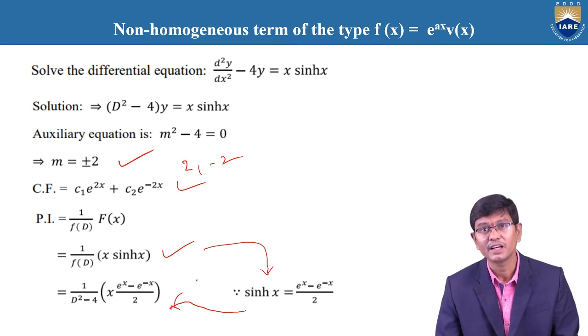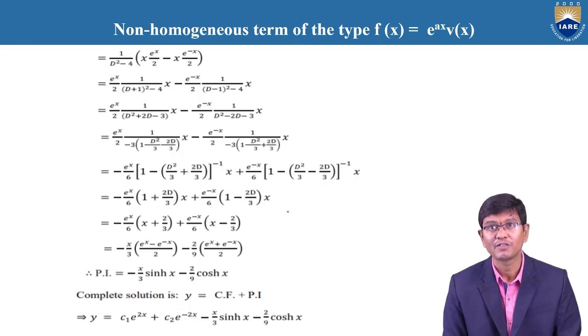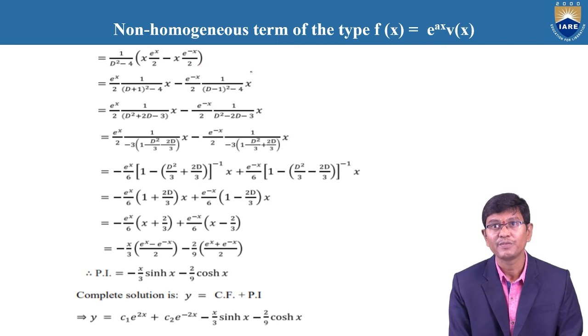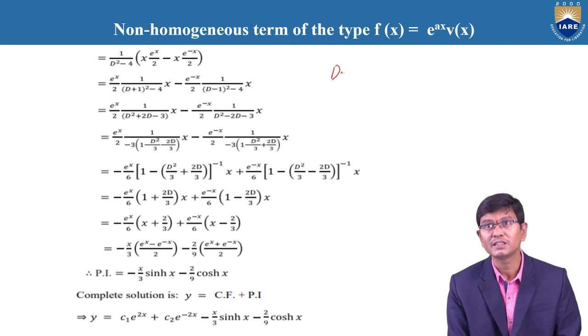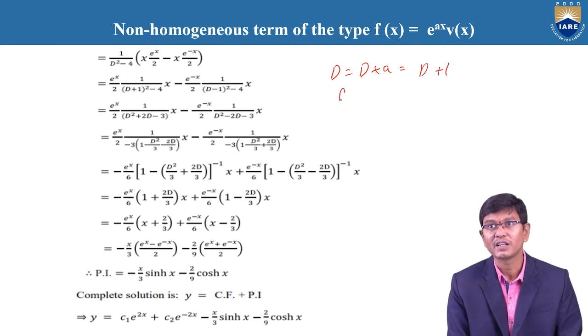Then after that, here it is clearly in the form of e power x into v. Therefore, in one of the parts, D is equal to D plus a, and a is equal to 1. And again, in the second part, D is equal to D plus a, where a is equal to minus 1.